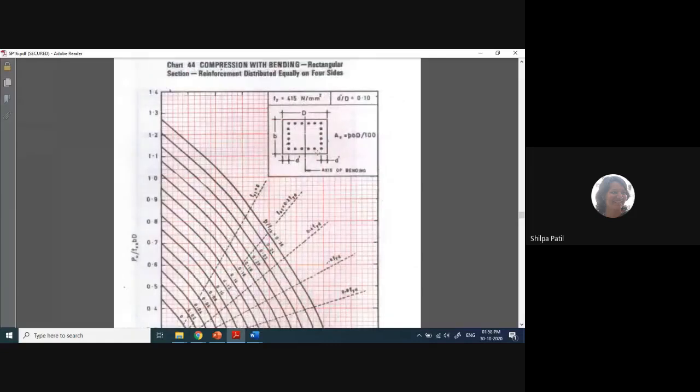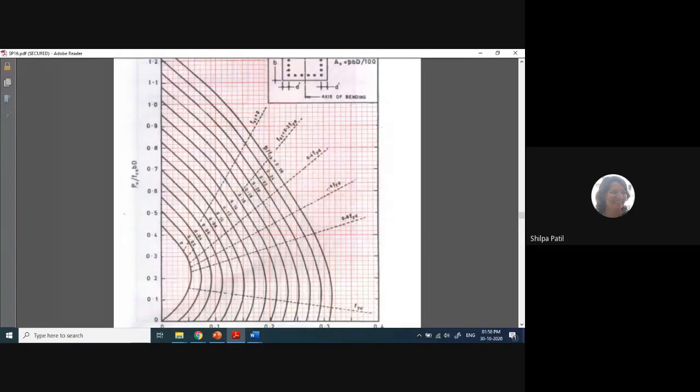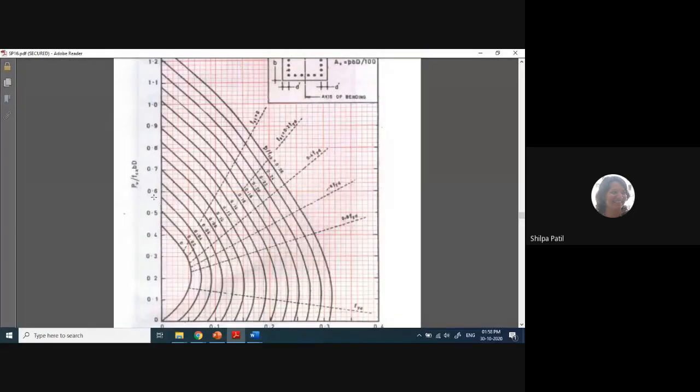Let us consider the first curve, that is d dash by D ratio equal to 0.1. For that, we already have this value, Pu upon fck bD. What is the value? 0.625. So I will plot the value somewhere here, 0.625. Find out the least count of this chart, place a point for 0.625, then draw a horizontal line here.